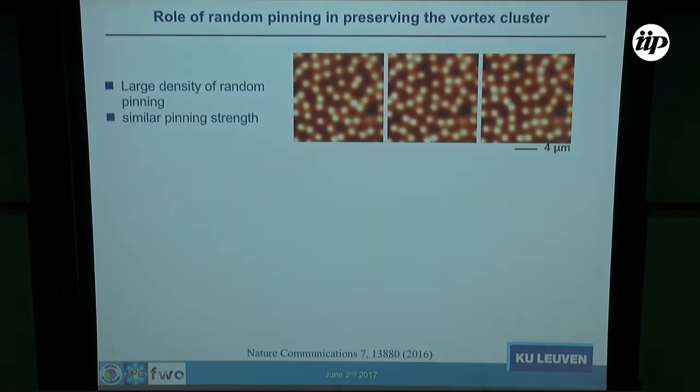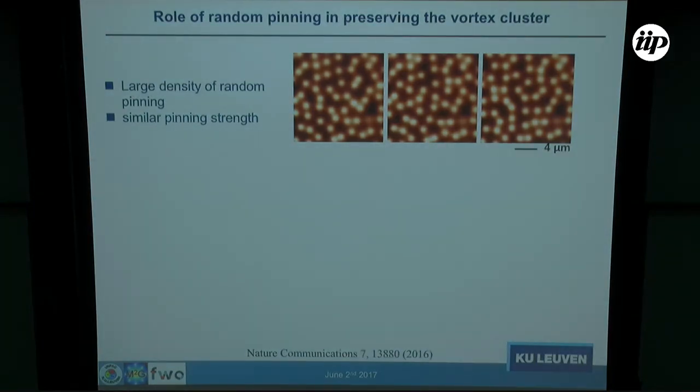This is also supported by the experimental data. If we perform a series of field coolings at the same magnetic field, we see that each time we observe a different vortex pattern. This means that there exists a very large amount of pin centers in our sample, and all these pin centers have very similar pin strength. Otherwise, we would observe some preferential positions where the vortices stay. But we did not see that.